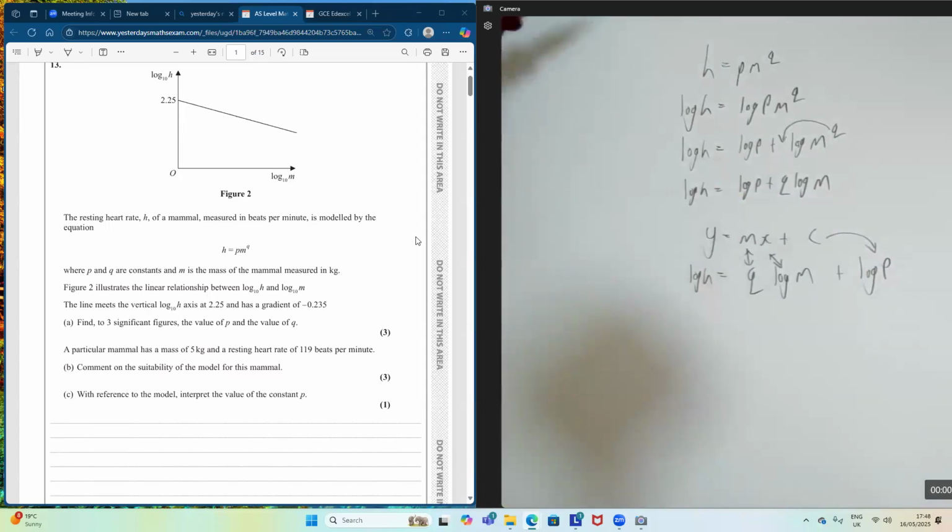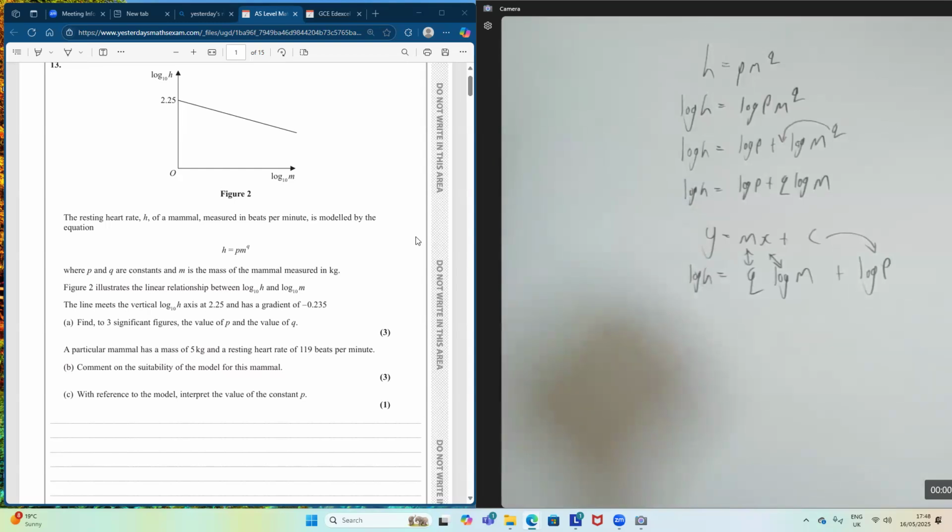Okay, so let's review the steps. I've started off with h is equal to p m to the q. I've taken logs. Having taken logs, I've then rearranged that equation into the form y equals mx plus c. I always do that irrespective of how they phrase this particular question. As I say, there are several variants of how they phrase it, but if you follow this procedure, it is going to be really useful to you.